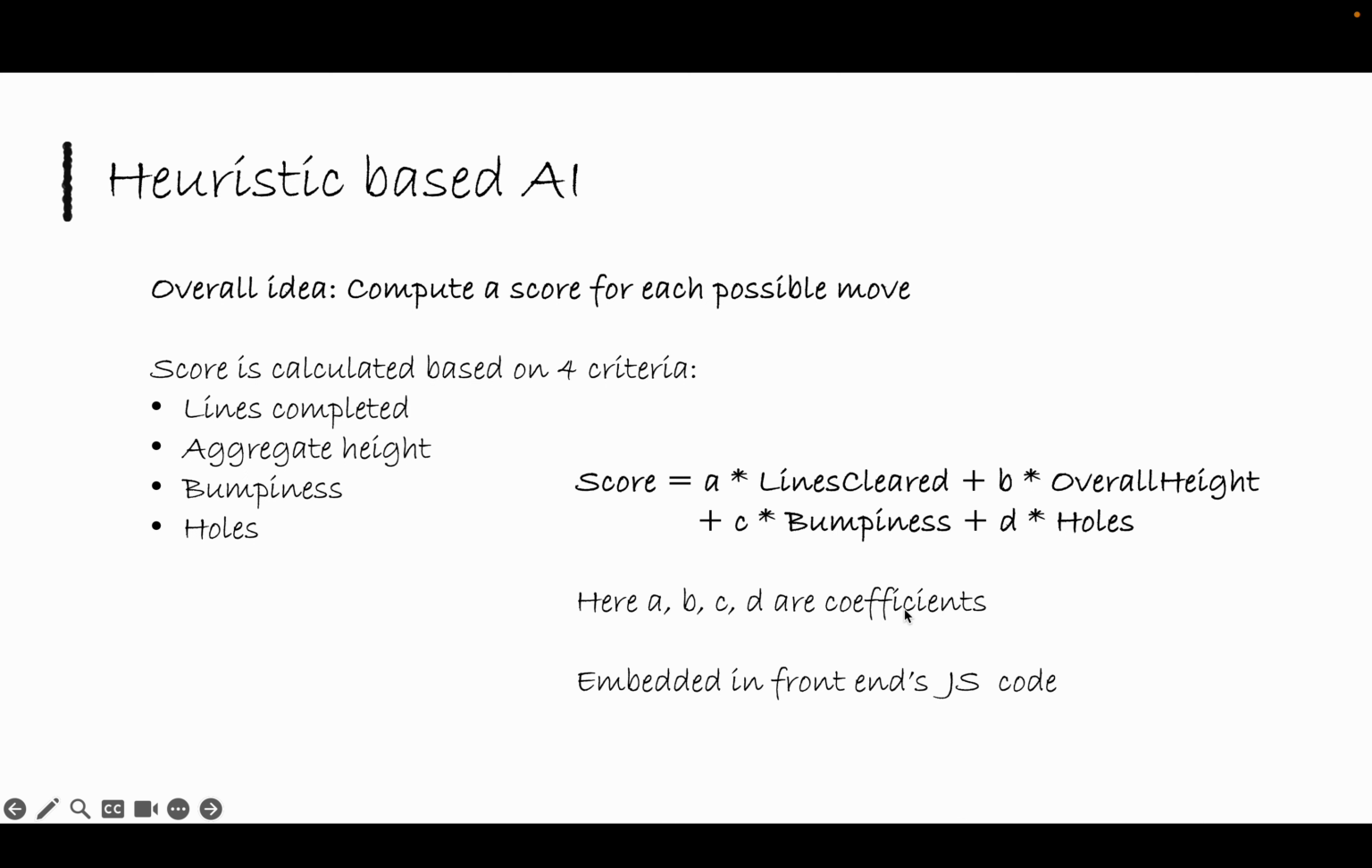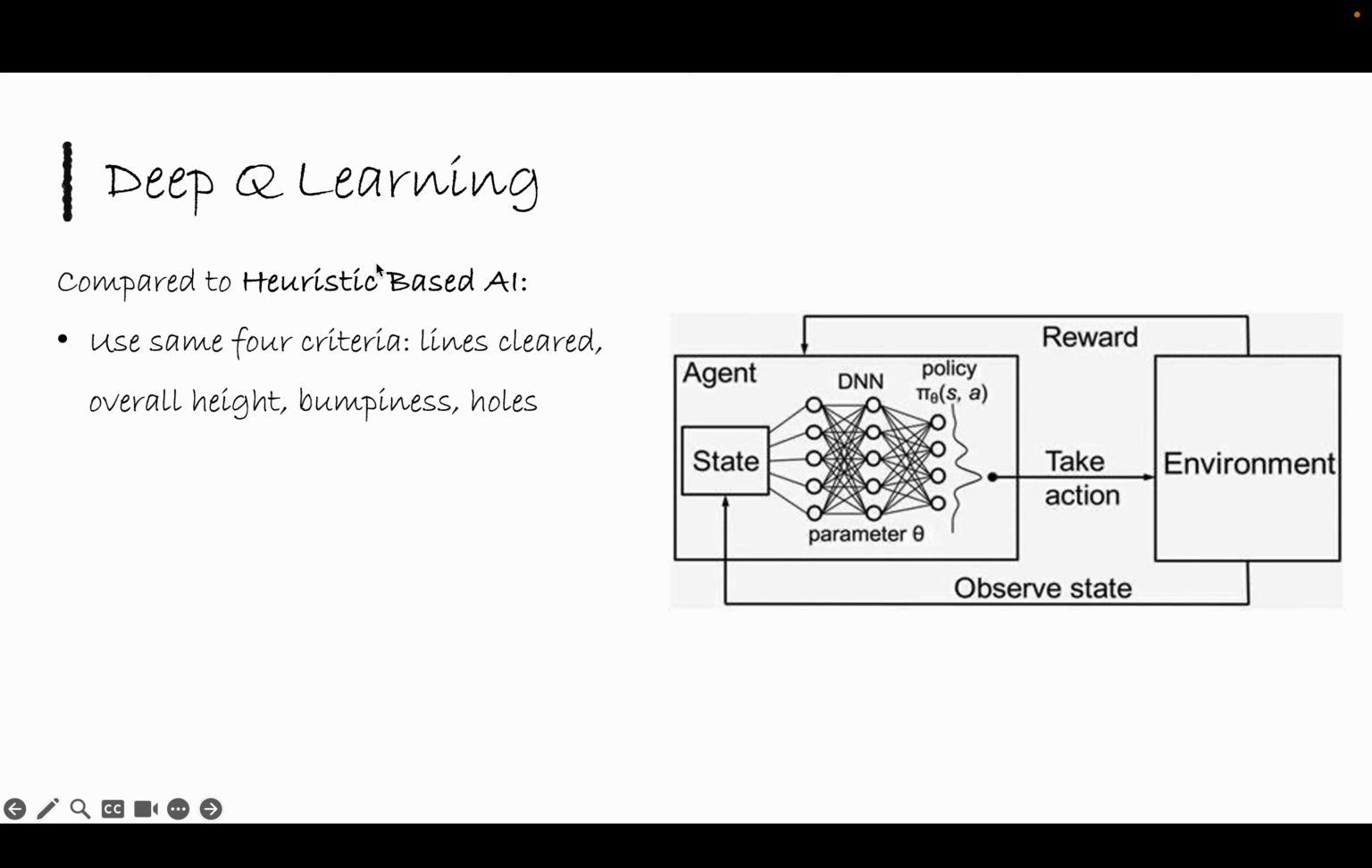We just manually select them, but they did achieve a relatively good performance, which we will talk about later. And this approach is purely embedded in the front end JS code. We didn't deploy it on the back end. And now comes the deep code learning.